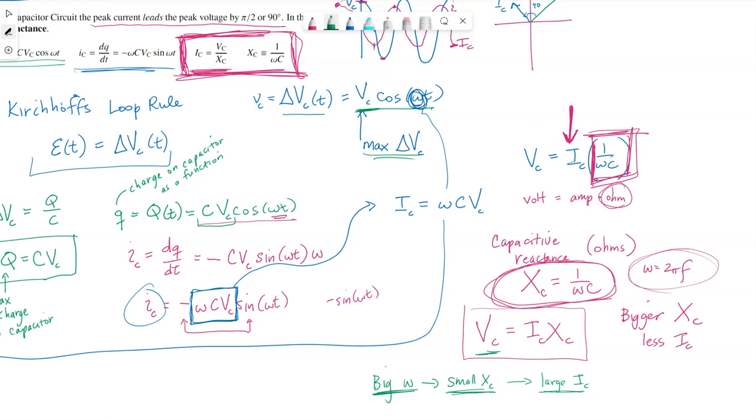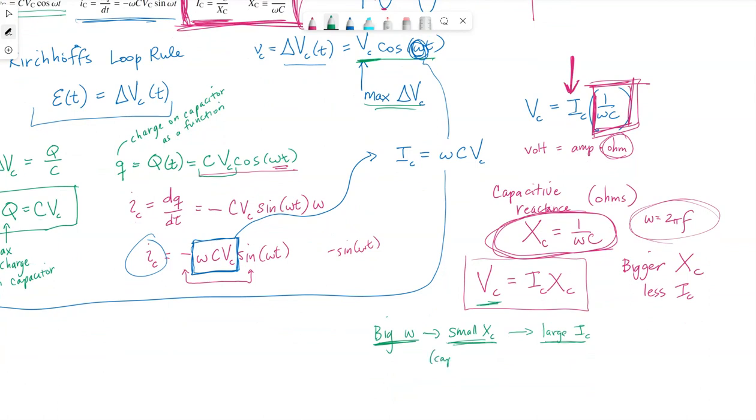Small X sub C, we can think of that as the capacitor doesn't have time to charge and discharge as much as it possibly can. It potentially could charge more if the frequency didn't alternate so much. And vice versa is true. A small omega, a very slow oscillation rate, would lead to a large X sub C, which would mean a small I.